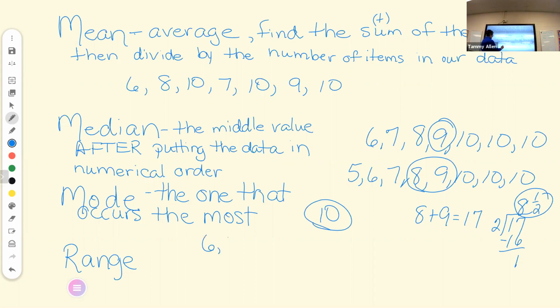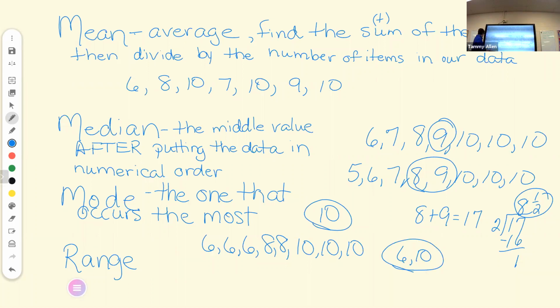What if we had this? What if we had that for our data? Maybe those 6 and 10. Okay. What if it was this? Marcus? It would be none, because nothing occurred any more than anything else. Right?